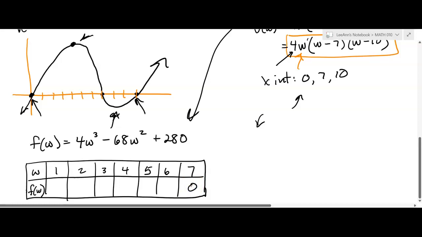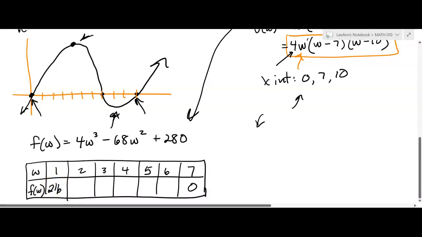Okay, so we're going to take our calculator and we're going to just plug in 1. And what will we get? Well, that'll be an easy one. 4 minus 68 plus 280. And that's going to be a volume of 216. So 216 cubic centimeters is what we're on.